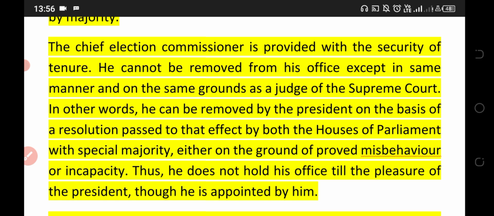The Chief Election Commissioner is provided with security of tenure. He cannot be removed from his office except in the same manner and on the same grounds as a judge of the Supreme Court. In other words, he can be removed by the President on the basis of a resolution to that effect by both the Houses of Parliament with a special majority, either on the ground of proved misbehavior or incapacity. Thus, he does not hold his office during the pleasure of the President, though he is appointed by him.